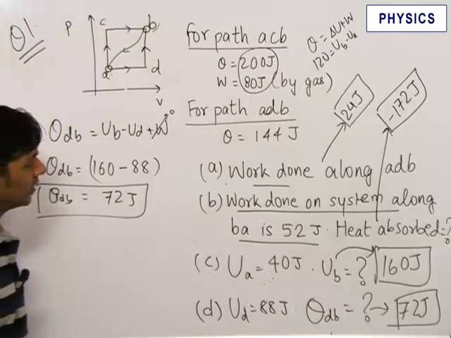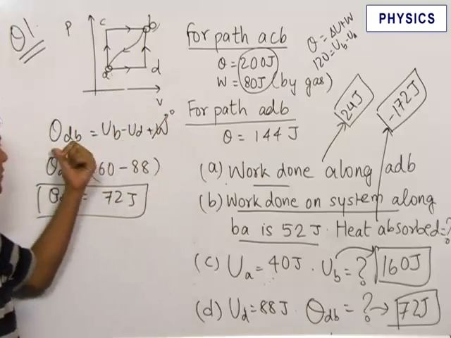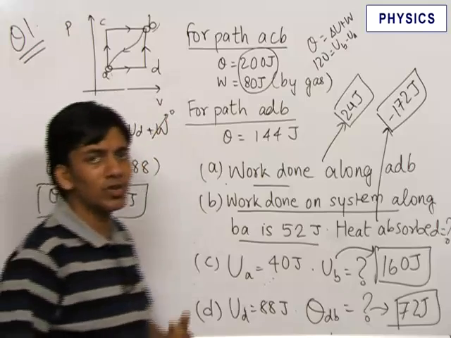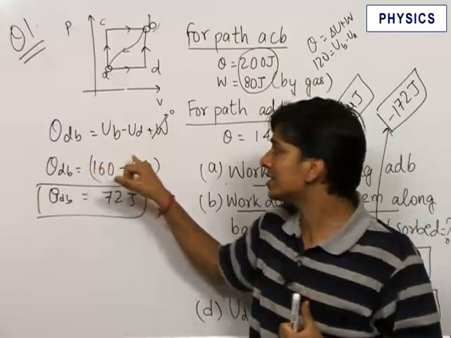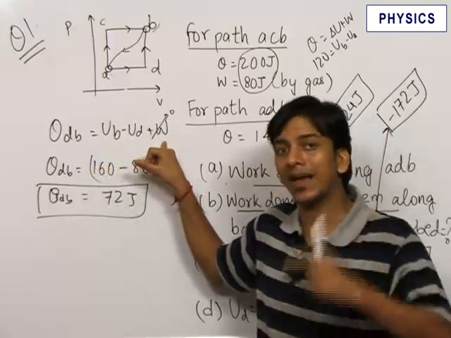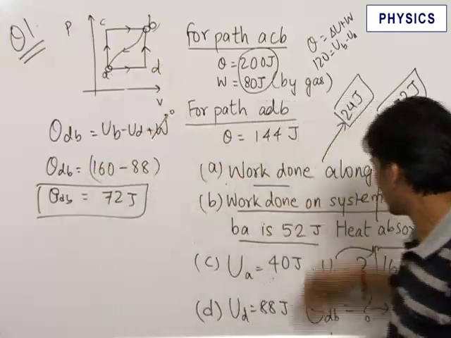So in this question, we have seen that simply by interpreting the graph and using the simple formula Q is equal to delta U plus W, in which Q stands for the heat given to the gas, delta U is the change in the internal energy of the gas, and W, mind you, is the work done by the gas. So by simply using this formula and interpreting the graph, we get the answer to all the four parts.